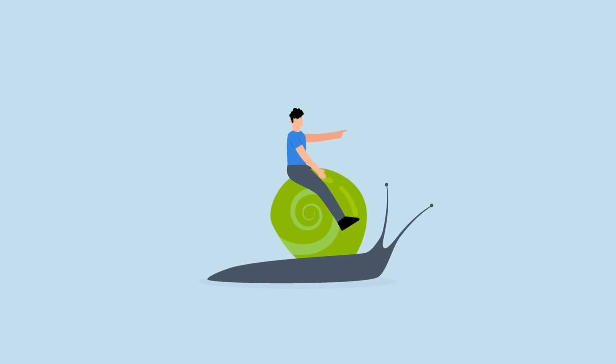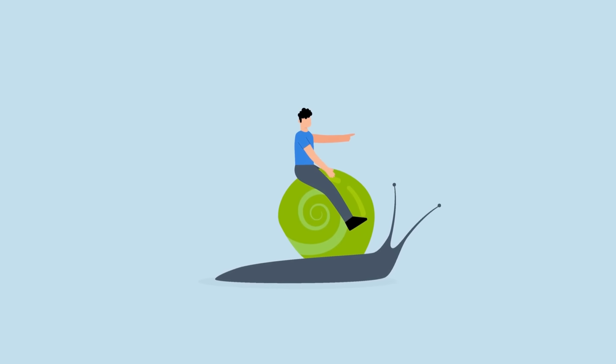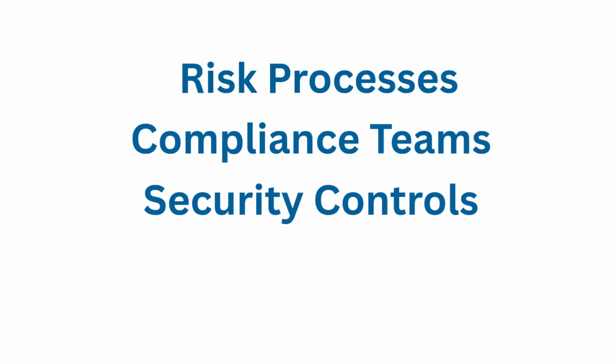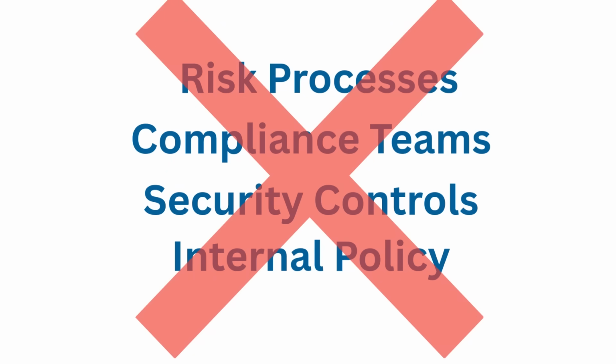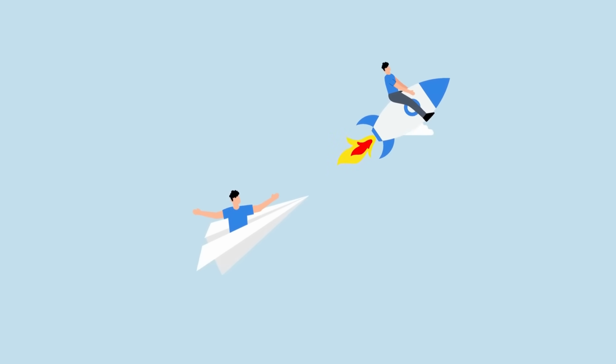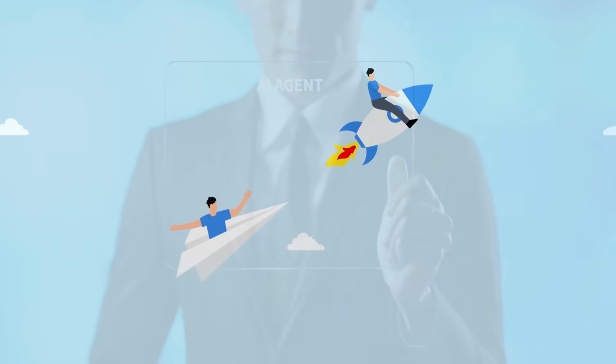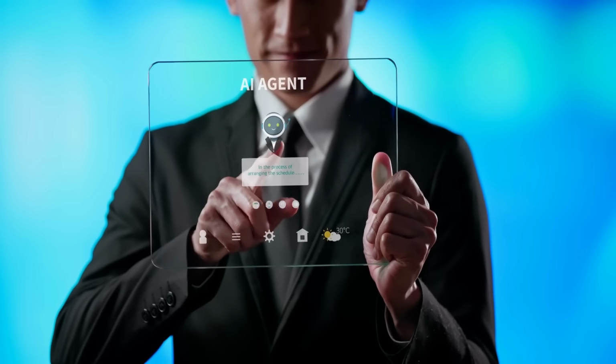A lot of organizations are lagging a little behind on this. They might already have risk processes, compliance teams, security controls, and internal policies, but AI can create questions those processes were not originally designed to answer. Organizations need a better way to bring those pieces together, and that's where AI GRC comes in.